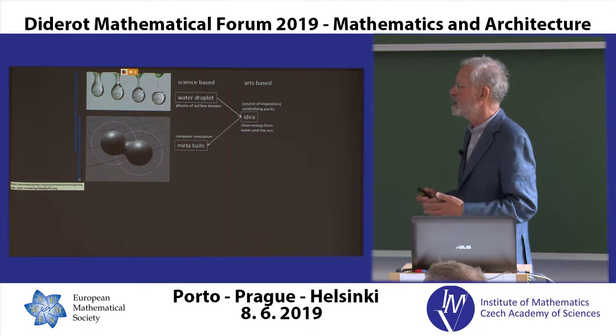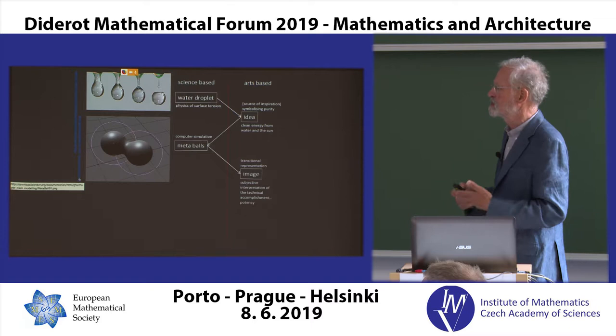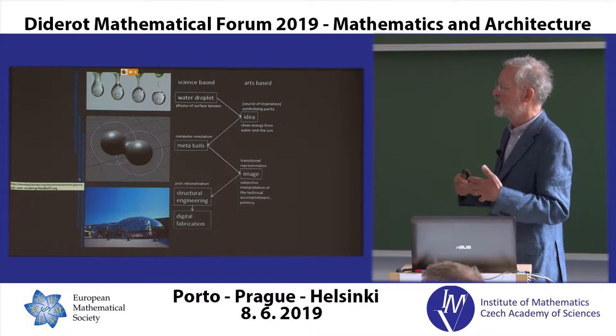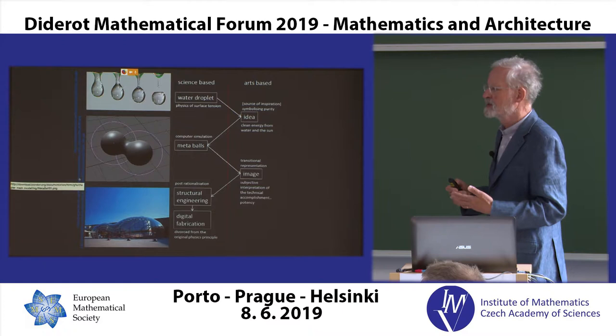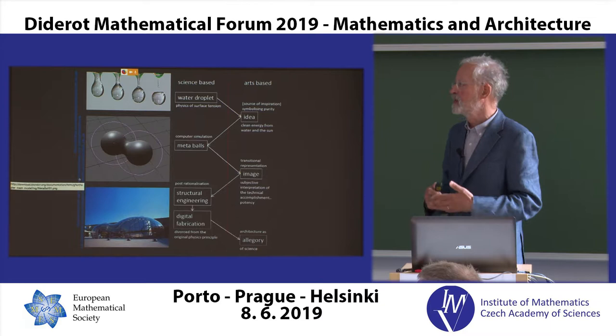And again, that intermediate transitional representation, the image itself, starts to become interpreted as some kind of subjective presentation of technical potency. And then the whole thing has to be post-rationalized by a structural engineer with a frame and a skin, which has got absolutely nothing to do with the original physics principle of the surface tension and the water droplets. And what we end up with is not a scientific building, but an architecture which is really an allegory of science.